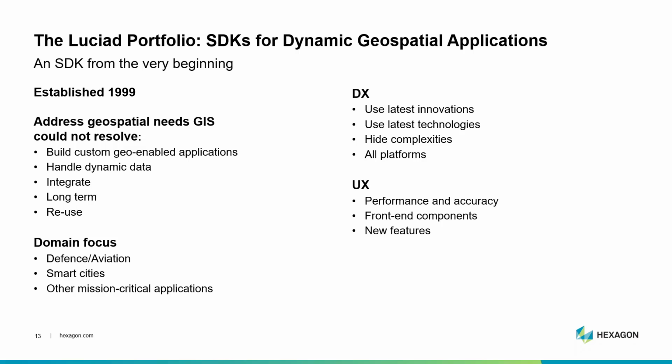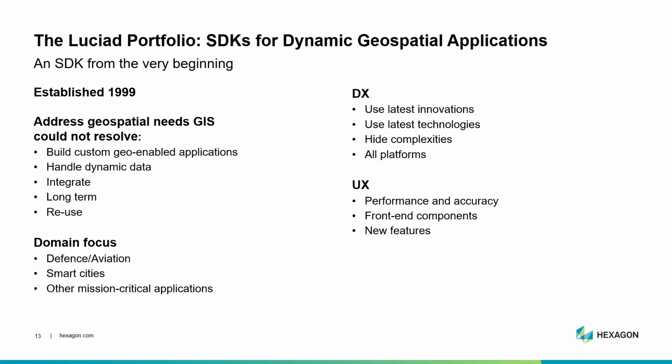So regarding DX and UX, what did they do there? Well, for the developer experience, they thought we should use the latest innovations and technologies, but hide the complexities of those behind the API. The API should be accessible for developers, but behind the scenes, we really want to enable complex things like OpenGL development for 3D rendering. It's quite a complex thing, but by providing the right level of API, we can hide those complexities and make it available for every developer. Another thing was to offer a solution for all platforms.